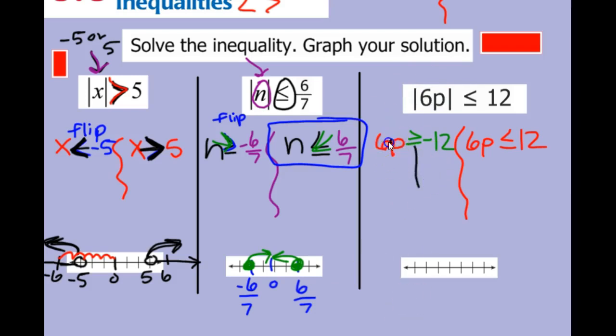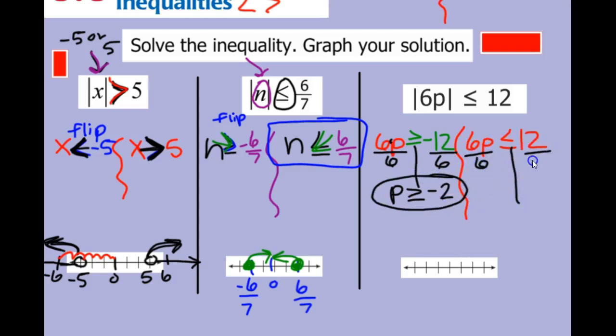So solving this one, I need to get rid of the multiply by 6. I'm going to divide by 6. And -12 divided by 6 is -2. Same thing over here, divide by 6. And we get p is less than or equal to 2. Now it won't always turn out that it's the same number, positive and negative. It just happened to be like that for the first three. So we have a -2 on our number line with a closed circle, a +2 on our number line also with a closed circle, and our symbol here at -2 is to the right, and at +2 is to the left.